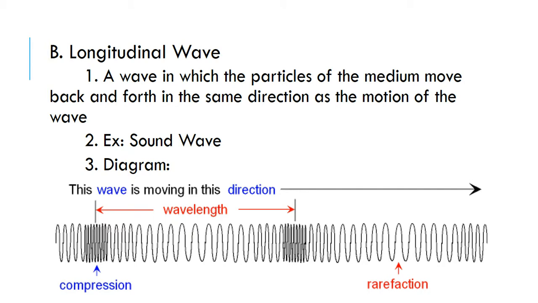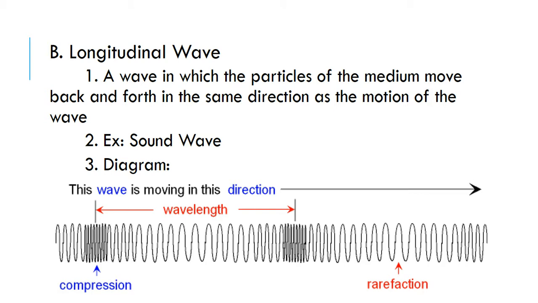A longitudinal wave is a wave in which the particles of the medium, the stuff it's traveling through, move back and forth in the same direction as the motion of the wave. An example of this would be a sound wave. This is something that we really struggled with. This would be an example of where this actually is right from the test. I use the same diagram.